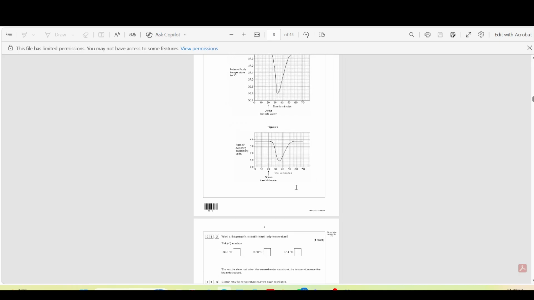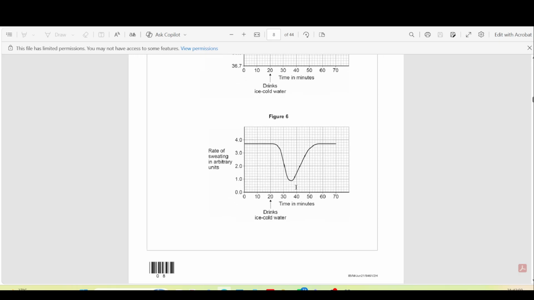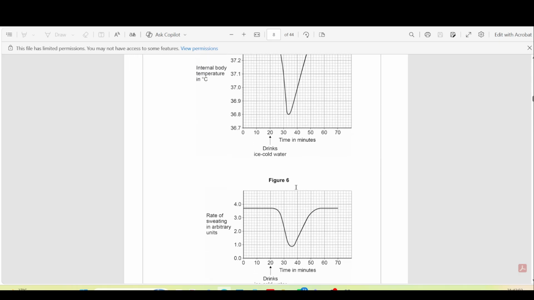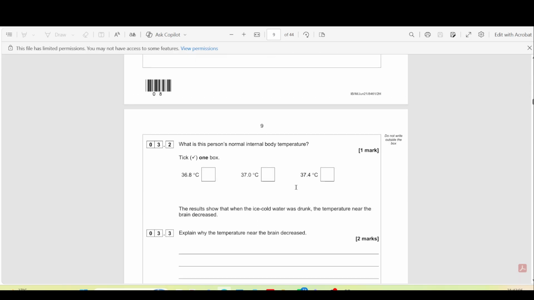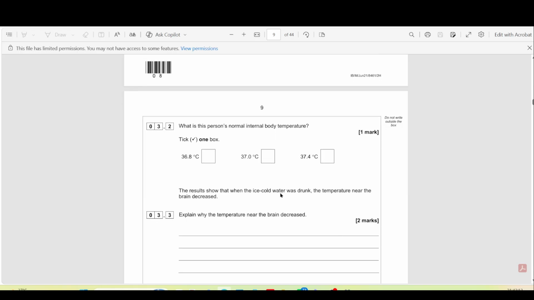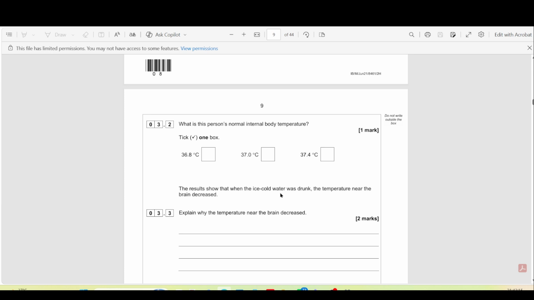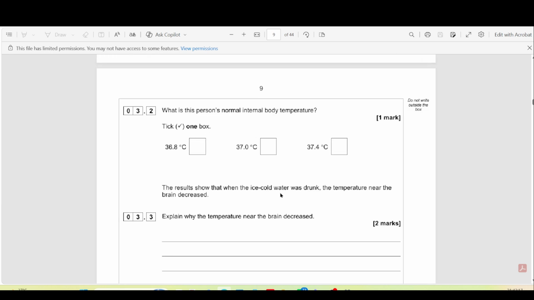Figure 5 shows the scientist's results. What is the person's normal internal body temperature? 37.4. Yes, 37.4. Results show that when the ice cold water was drunk, the temperature near the brain decreased.